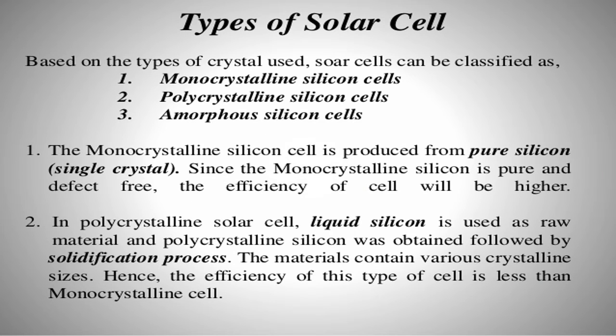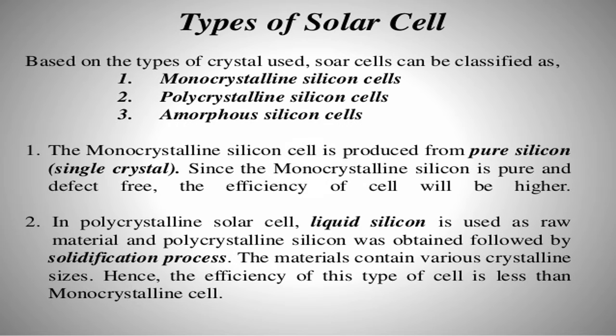Types of solar cell. Based on the type of crystal used, solar cells can be classified as monocrystalline, polycrystalline and amorphous. The monocrystalline silicon cell is produced from pure silicon, a single crystal. Monocrystalline silicon is pure and defect free. The efficiency of the cell will be higher.